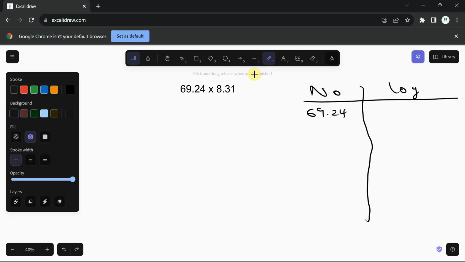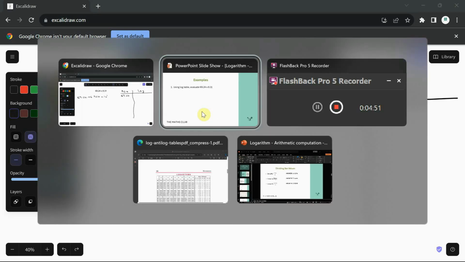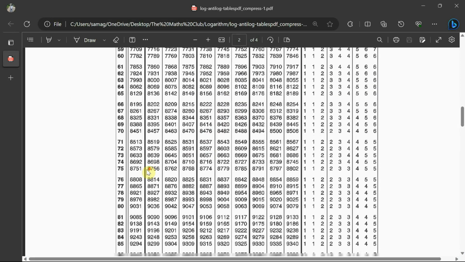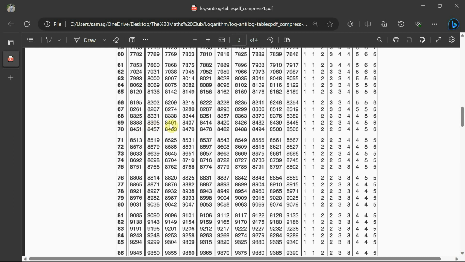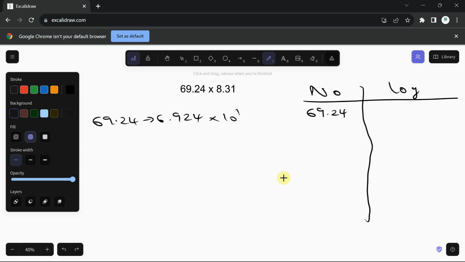For 69.24, the first thing that we have to do is convert it to standard form. So 69.24 is 6.924 times 10 raised to the power of 1. Now we go to the log table: 69 under 2 difference 4. 69, this is 0, this is 1, this is 2: 8401, and this is 1, 2, 3, 4, plus 2. So 8401 plus 2 is 8403. So this is 10 raised to the power of 0.8403 times 10 raised to the power of 1.